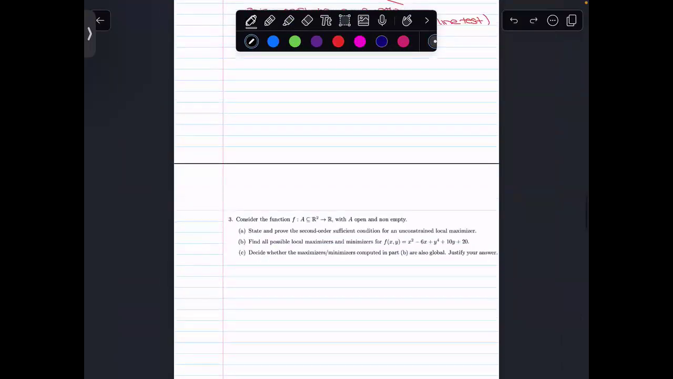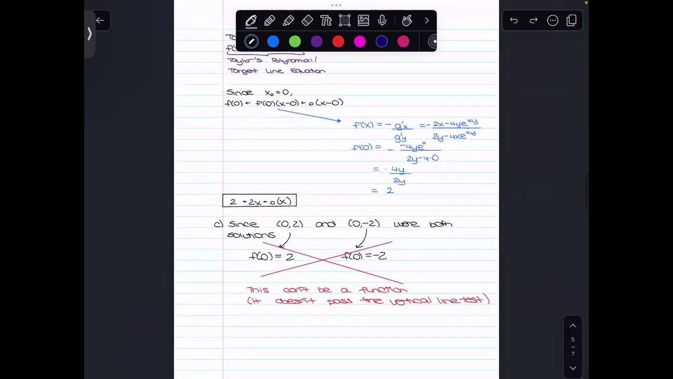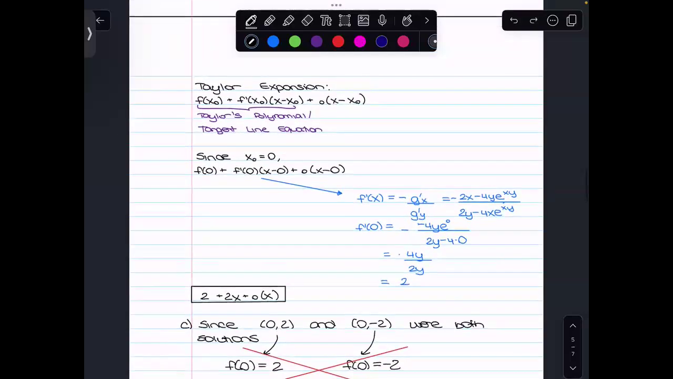I just had a question. You mentioned Peano's remainder. When did you say we need to use it, or write it down? Yeah, you just have to write it down. This is part of the Taylor expansion. Since they asked you for the Taylor expansion, at the end you have little o of x minus 0, which is just little o of x.